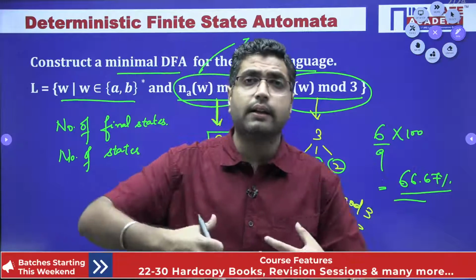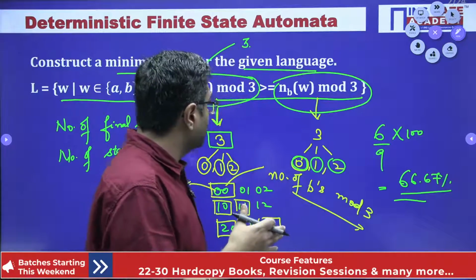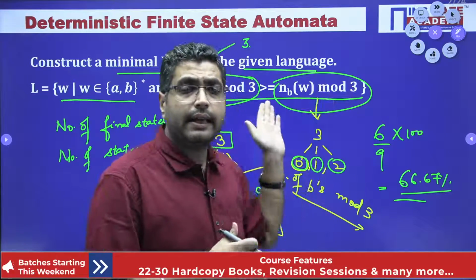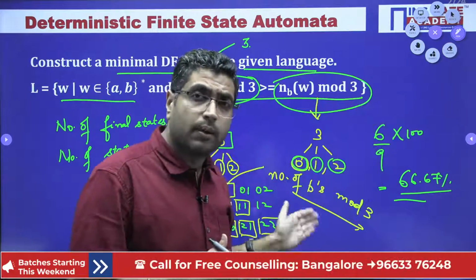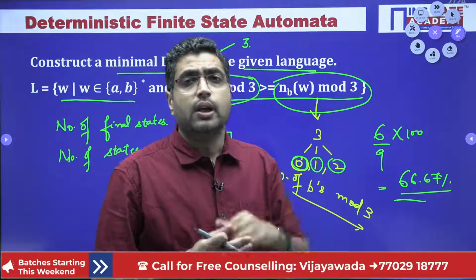Now the third approach is the web DFA approach, wherein you make a web in which you will either take A's along the rows and B's along the columns, or B's along the rows and A's along the columns, right? So that approach we discussed.